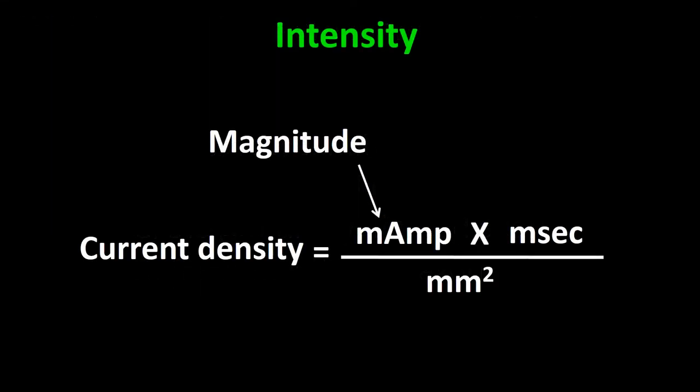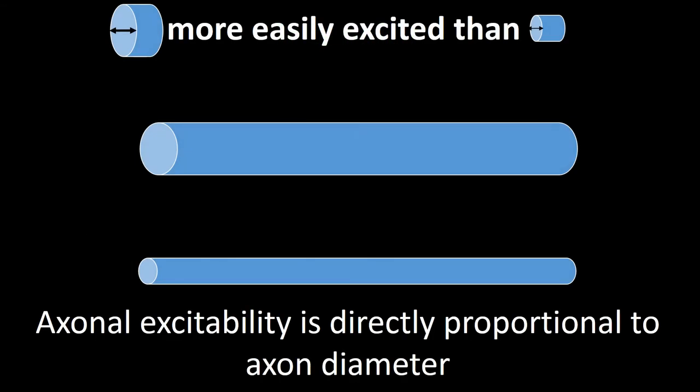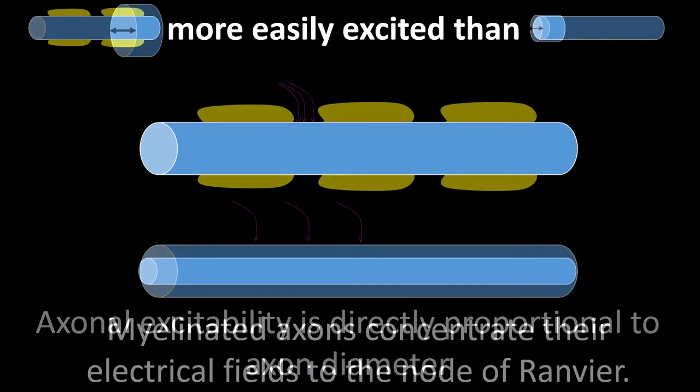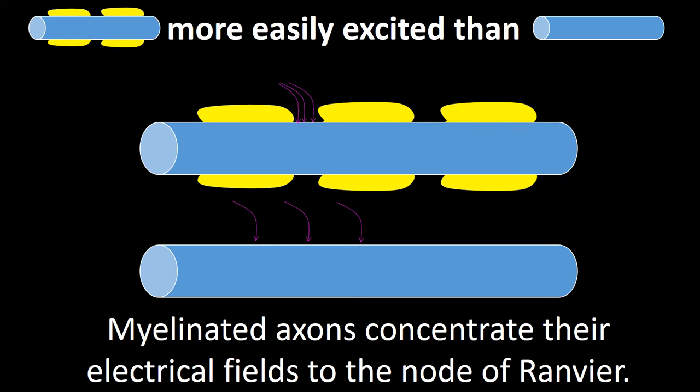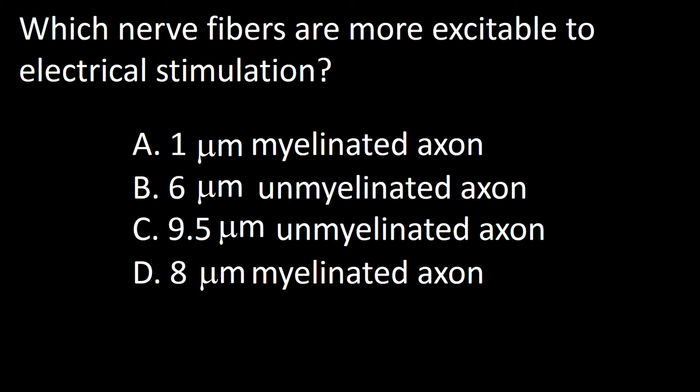Nerve fibers become excited based on the current density going through them. The current density is directly proportional to the magnitude, that is the amount of milliamps per milliseconds, and inversely proportional to the area occupied by the current. In general, given a similar current density, thicker unmyelinated axons are easier to excite than thin ones. And axons of the same diameter, when covered by myelin, are more easily excited than if unmyelinated. The increased excitability may be due to current being concentrated at the node of Ranvier, thus increasing current density at that point. So the answer to this question is D.